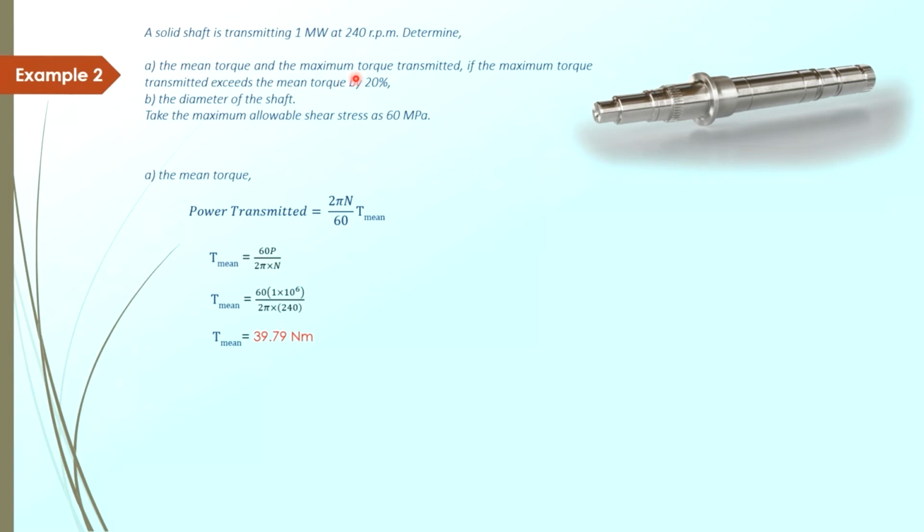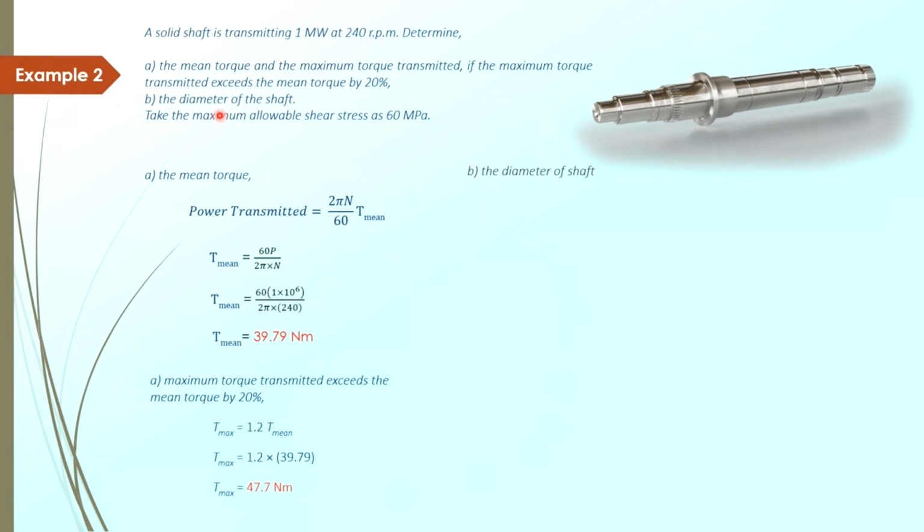Now the question asks for the maximum torque transmitted. So T max, they say, is 20% greater than T mean. So T max would be 120 over 100 multiplied by your T mean, which is equal to 1.2 times T mean. From this, you will be able to find your T max of 47.7 Newton meter.